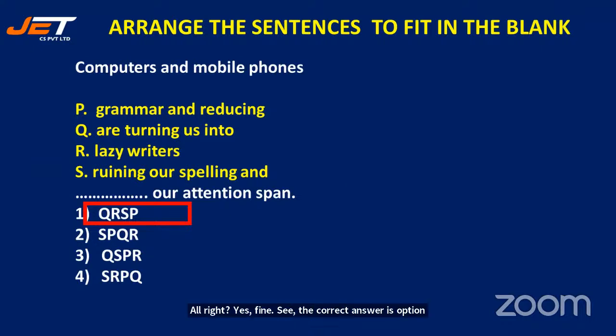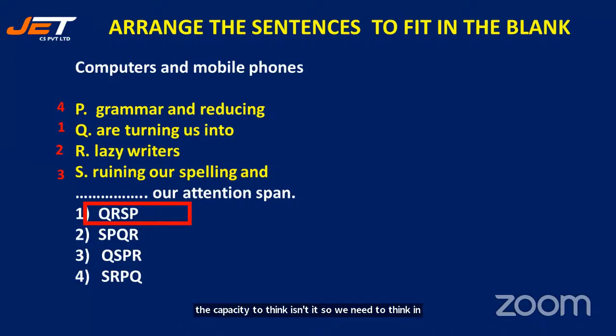How computers and mobile phones are turning us into lazy writers, ruining our spelling and grammar and reducing our attention span. All right. So what do you think about this, students? It is absolutely right, isn't it? Anything that we want to do, we forget something, immediately we take our mobile phones, go to Google, and Google it up and find out. So we are slowly losing the capacity to think, isn't it? So we need to think.